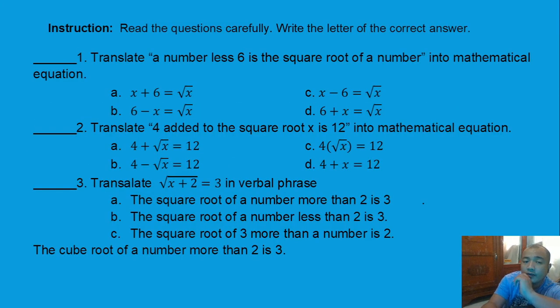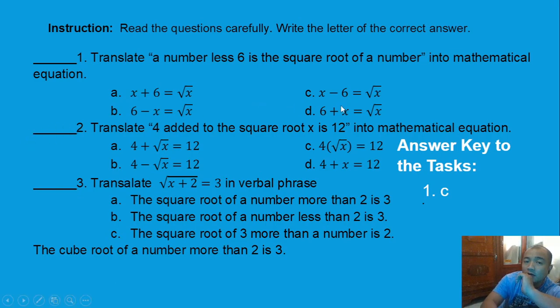Let us answer the following problems with choices, multiple choice. Number 1. Translate "a number less 6 is the square root of a number" into a mathematical equation. What's your answer? The answer is C: x minus 6 is the square root of the number. Next, number 2. Translate "4 added to the square root of x is 12" into a mathematical equation. The answer is A: 4 plus square root of x equals 12.